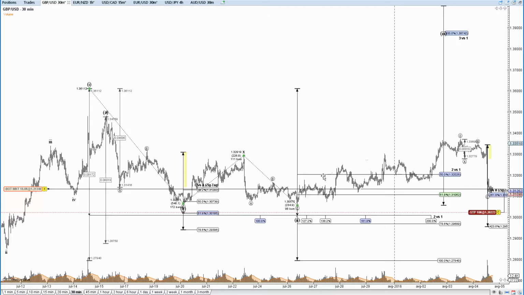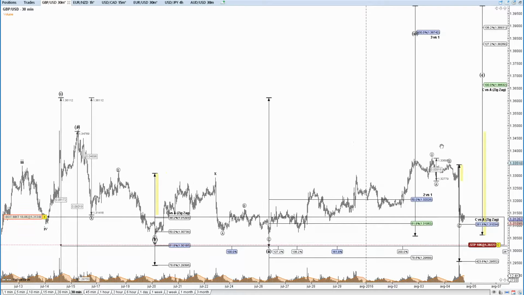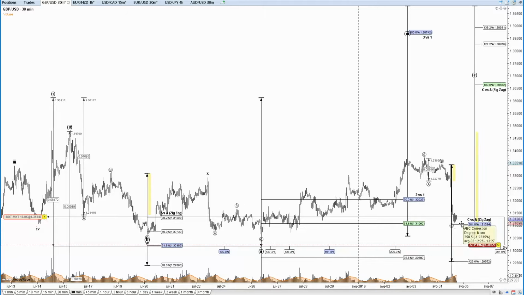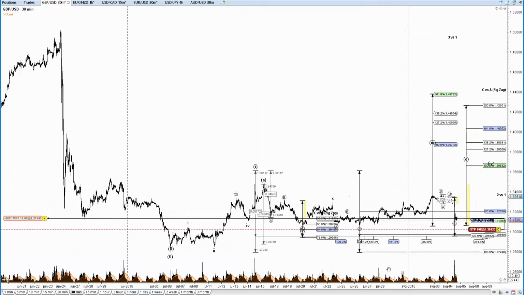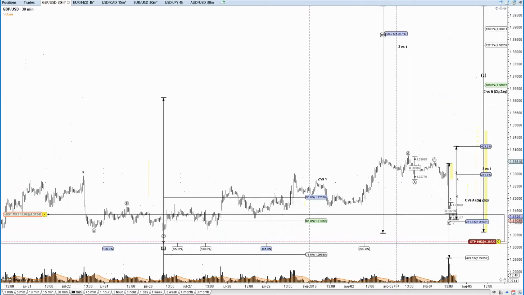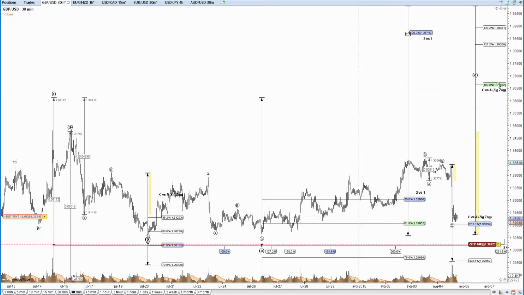And then we got also some kind of ABC formation, and we got another X there, and we got a potential Z here. So this is some kind of triple zigzag formation in combination with flat ABC patterns. So very complex structure here at this point in the GBP/USD, but that will not change the picture that I'm bullish on this one, and I expect at least 100%.